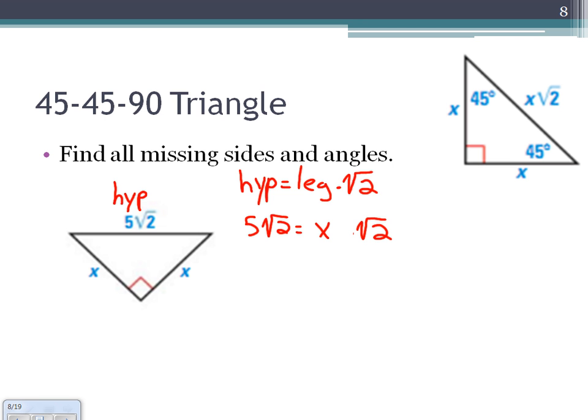X times square root 2. Remember, Brian, Jason, last warning, I'm really going to kick you out if I call your name again. All right?